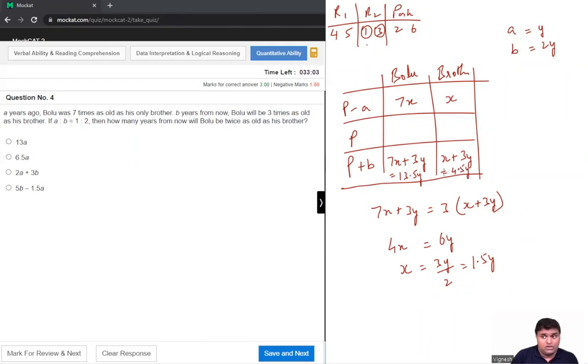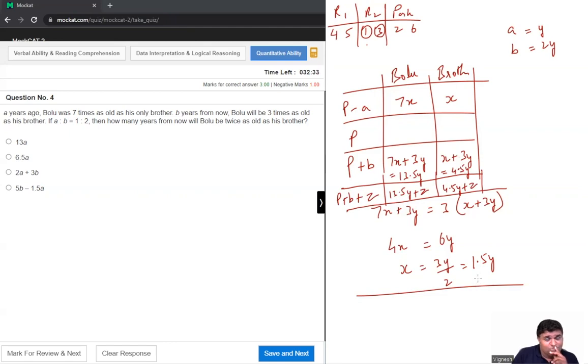How many years from now will this be twice as old as this, right? We need to add another. How many years? Shall we call it Z or something? So in the future, P plus B plus another Z. What is the age going to be? 13.5y plus Z. And we have 4.5y plus Z. That's how we do it. Correct? Forget the shortest method. I'm not using that.